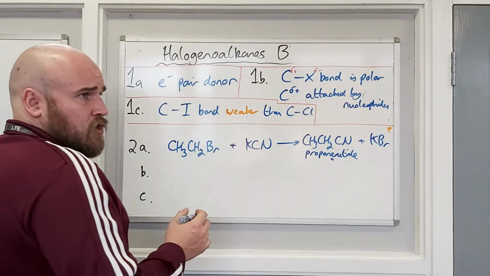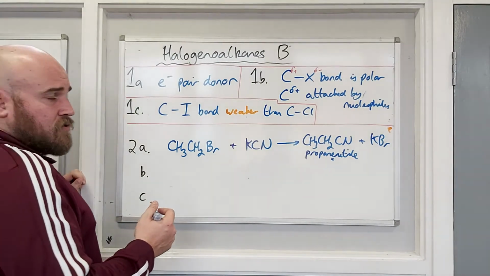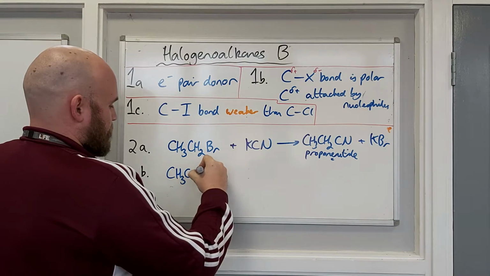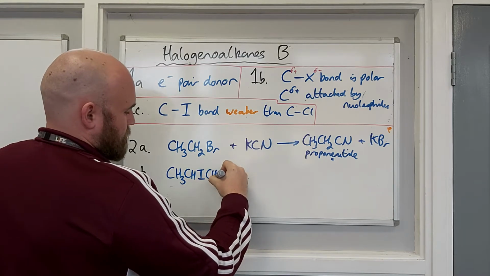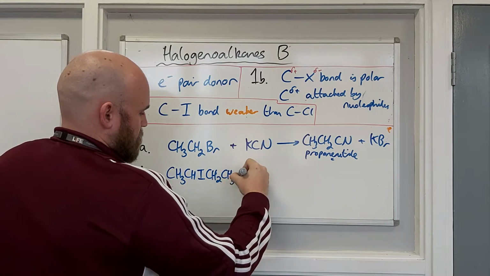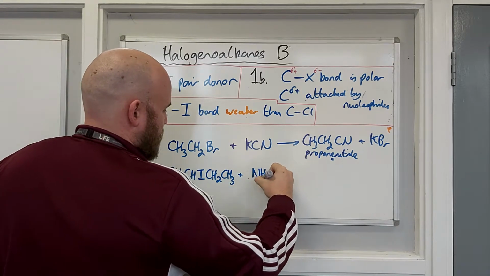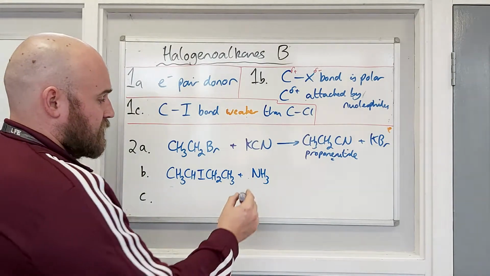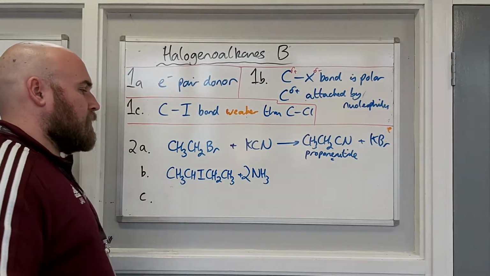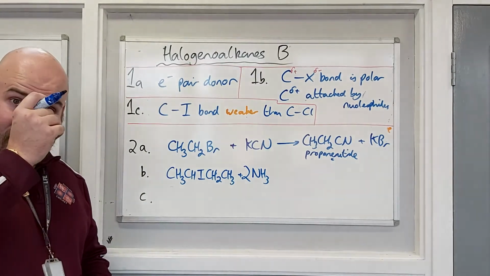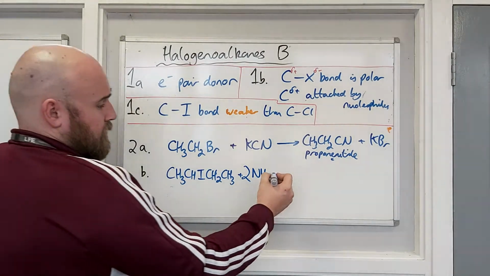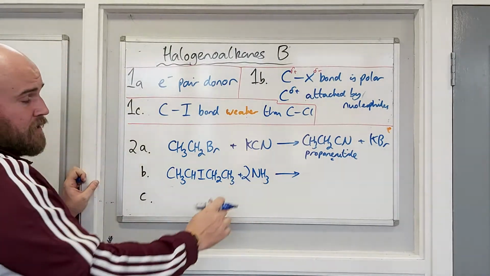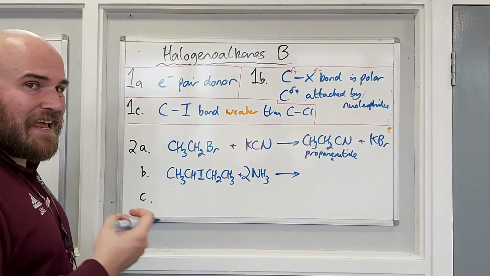The second one is 2-iodobutane with hot concentrated ammonia solution. So 2-iodobutane with ammonia. With ammonia in nucleophilic substitution, don't forget you'll need 2 molar equivalents. One because the ammonia acts as a nucleophile, and then the other acts as a base. So the first step, you're going to be swapping that iodine for an ammonia and then removing a hydrogen, so you end up with an NH2 group.